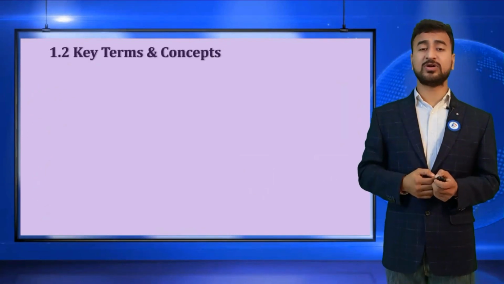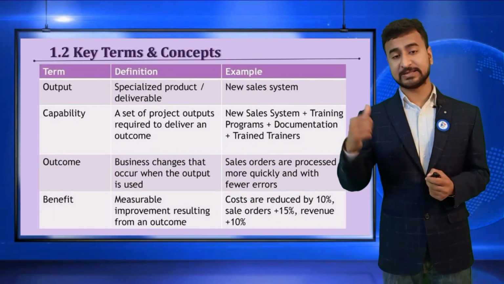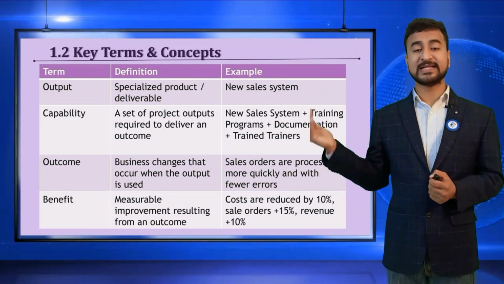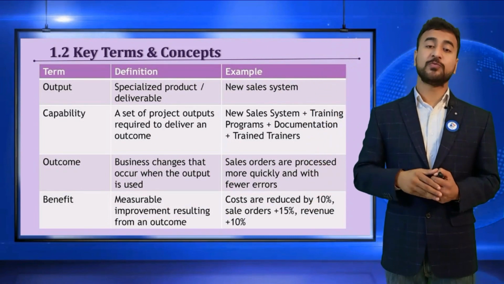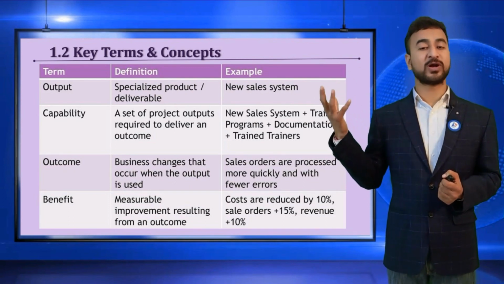Now, other key terms in the concept that are very important from the project point of view, that I just flash over here: output, capabilities, outcome, and the benefits. So what do you mean by the output? The definition says it's a specialized product or delivery.